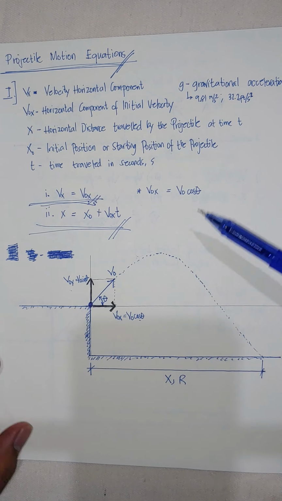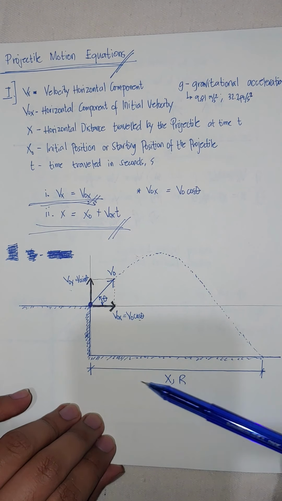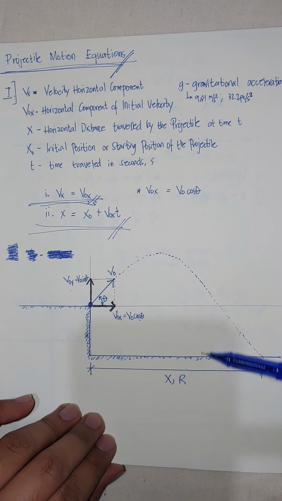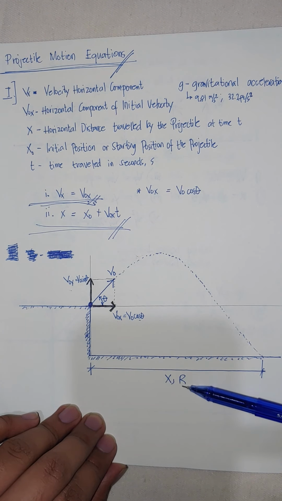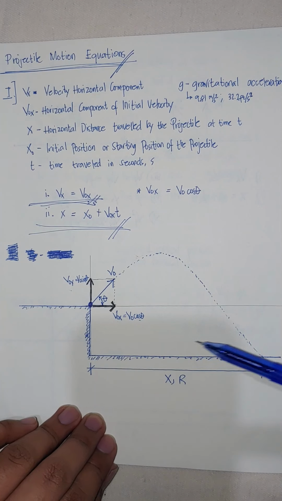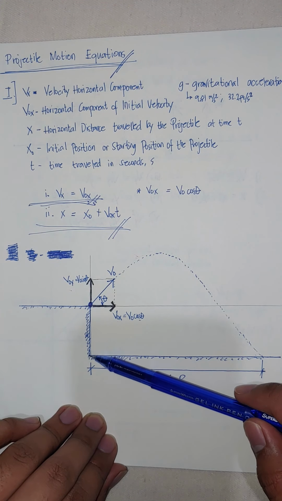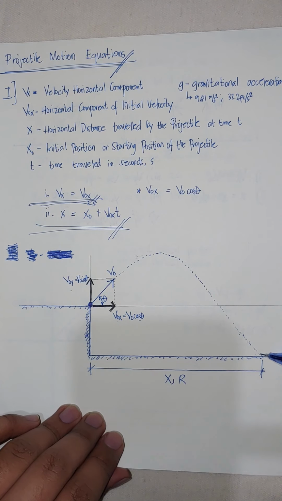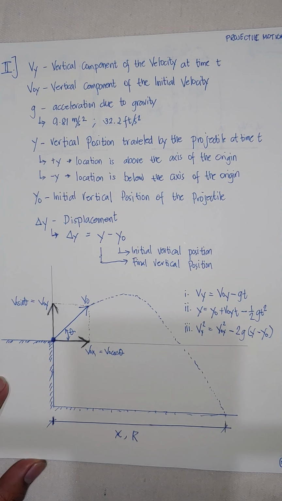So this is the projectile motion equation along the x-axis. This is the distance traveled, x. At anywhere in the trajectory, we denote x. But if we use r, it means the total distance traveled by the particle from the starting point to the last point.